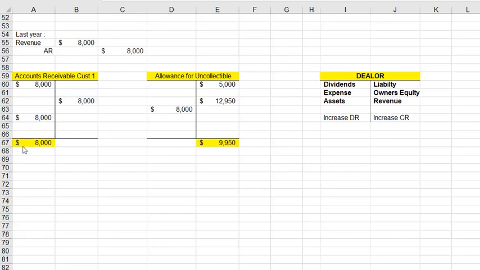So that will give us a new accounts receivable balance of $8,000. And then we need to come over here to allowance for uncollectible. We reduced this account by $8,000, but we didn't need to. So we need to add this money back because it is available now to cover other bad debts that we might have. So we're going to put the $8,000 back into this account, and that balance, the allowance for uncollectibles, will now be $17,950. Let's update the journal entry.